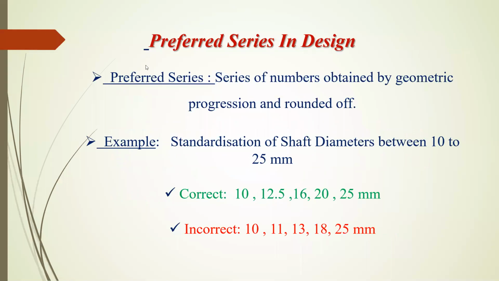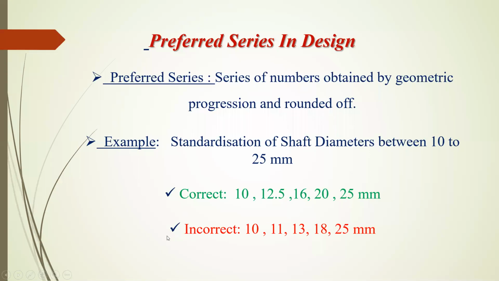Let us take the example, that is standardization of shaft diameter between 10 to 25 mm. Suppose I need to manufacture shaft diameters between 10 to 25 mm. So in between that 10 to 25 mm, what are the various diameters I can take that will be some standard values. That we have to find out by the preferred series, by the geometrical progression. Here it is shown by the example in the 10 to 25 mm. The diameters are 10, 12.5, 16, 20, 25. That is the preferred diameter series.